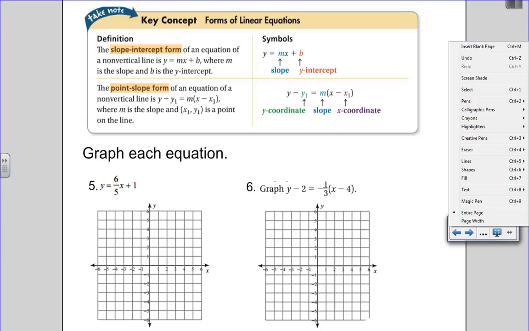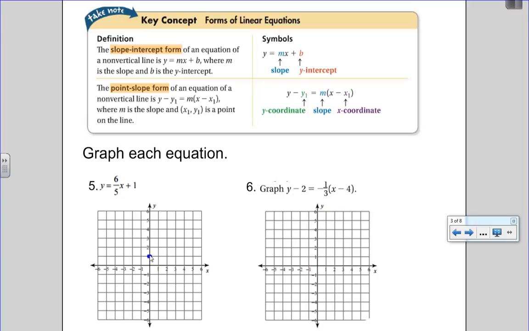Alright, so first of all I notice that my b value is 1. That means my y-intercept is 1. Now my slope is 6/5. That means I rise 6: 1, 2, 3, 4, 5, 6. Imagine that number 7 there. Run 5: 1, 2, 3, 4, 5. There's a point. Now because that's off the graph, I get a little nervous, so let's go backwards. I go back 5, 1, 2, 3, 4, 5, fall 6, 1, 2, 3, 4, 5, 6.